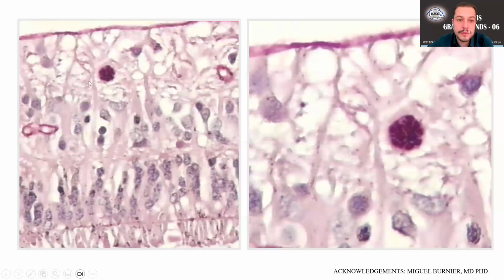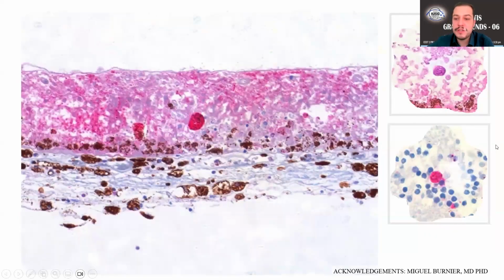Let me point. I don't know if you can see my pointer. It's here, you can see the T. gondii cysts inside the retinal tissue. Yes, we can see the pointer. Great. And here with the IHC, the T. gondii cysts.